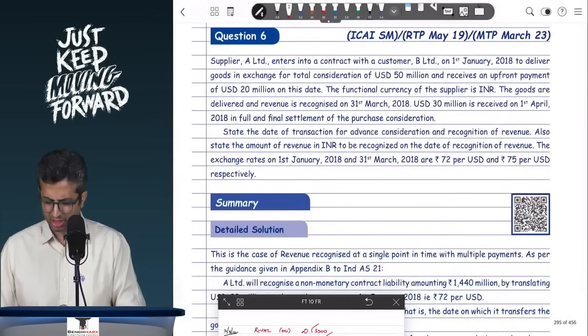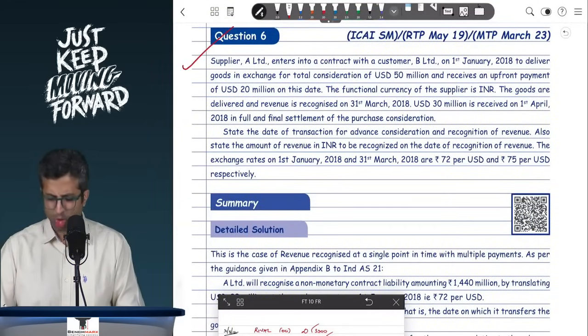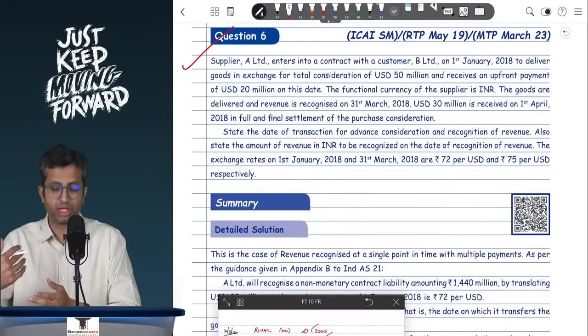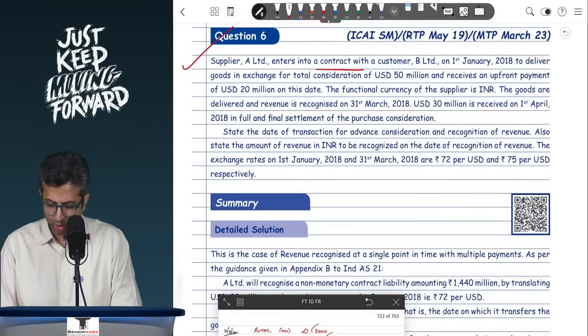Now, question number 6 is not very important, but over here you have received money in advance. Like supplier A enters into a contract with customer B on 1st January 18 to deliver goods for a total consideration of 50 million. Receives an upfront payment of 20 million on that date. When? 1st January. Receives 20 million.